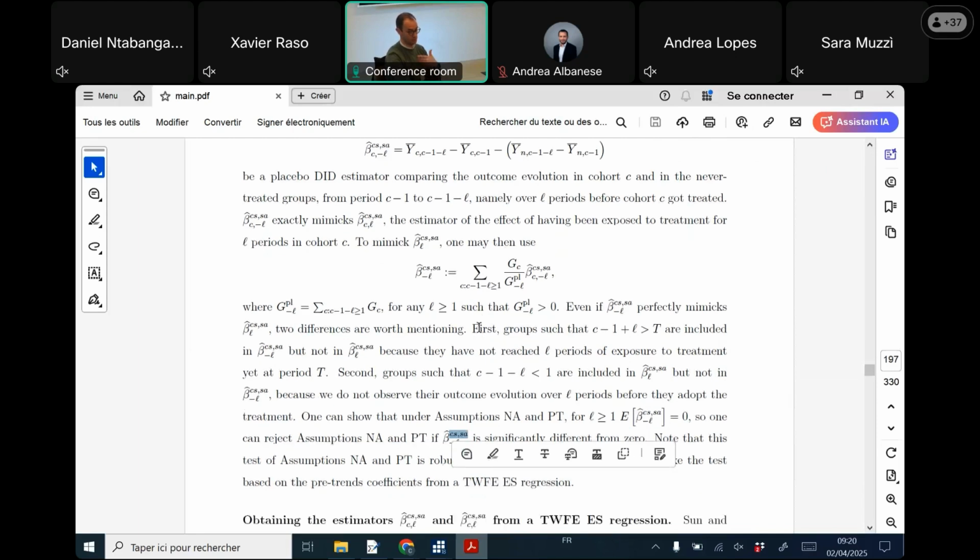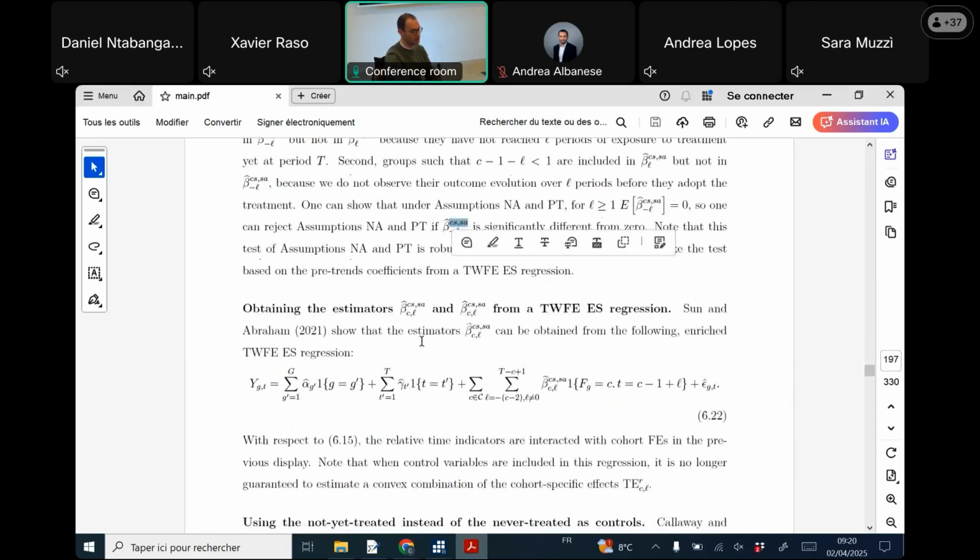And unlike the two-way fixed effect event study regression, those pre-trends estimators are robust: the validity of this test of the no anticipation and parallel trends assumption does not rely on homogeneous effects.